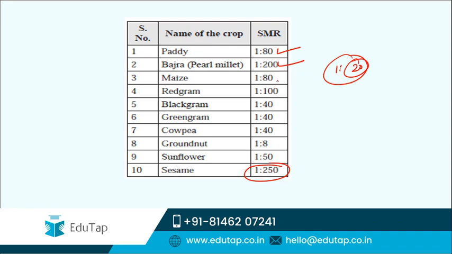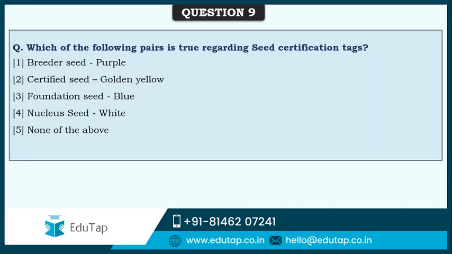Yes, paddy and maize it's 1 is to 80, red gram it's 1 is to 100, black gram, green gram and cowpea again 1 is to 40, sunflower it's 1 is to 50, groundnut it's 1 is to 8. Yes, SMM has higher than maize. So this is about seed multiplication rate. So next we'll see seed certification.